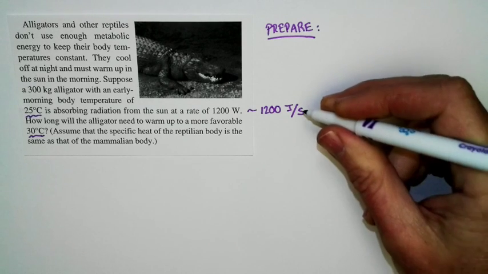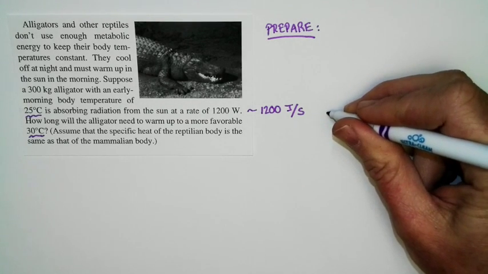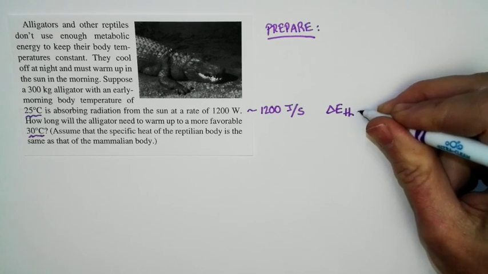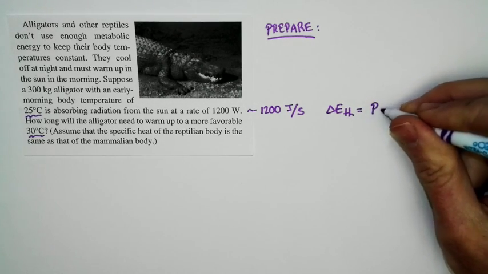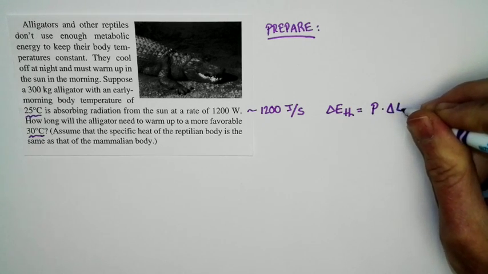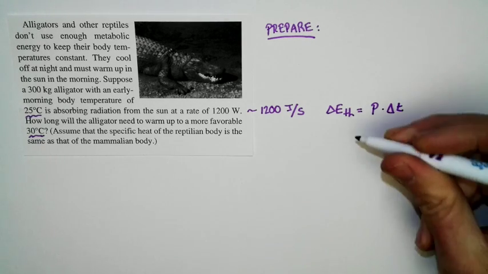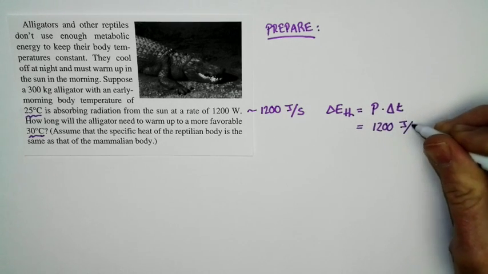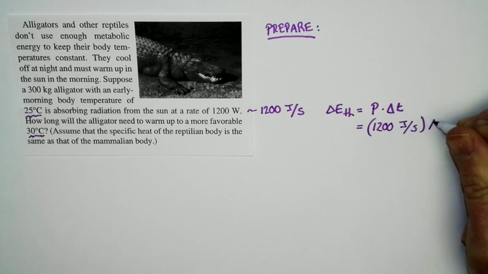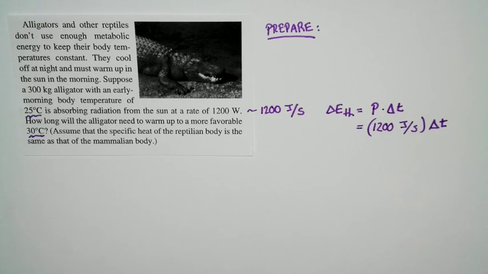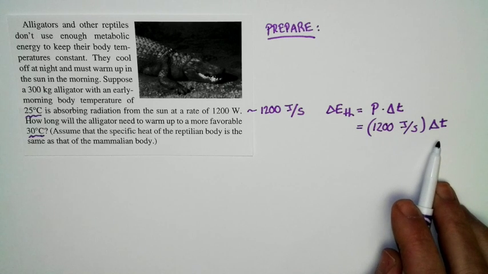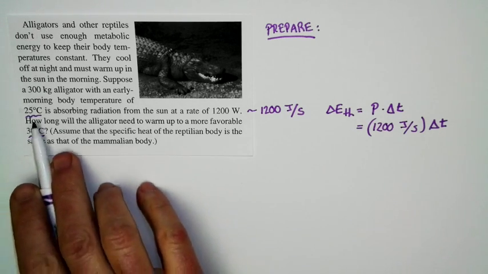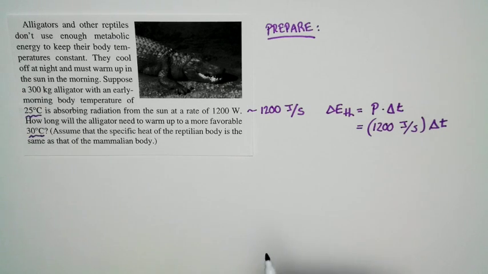Okay, so the energy that the alligator absorbs from the sun, the change in energy, and that's going to be its change in thermal energy, is just equal to the power times the time. It's receiving 1200 joules per second. So the thermal energy it's going to receive is 1200 joules per second times the time interval in seconds. We need to know how much time it takes to give the alligator enough energy to raise its temperature from 25 degrees to 30 degrees.